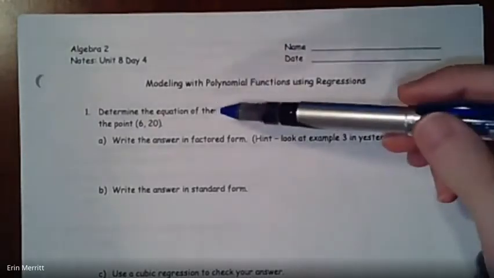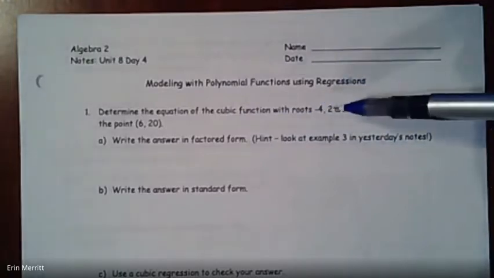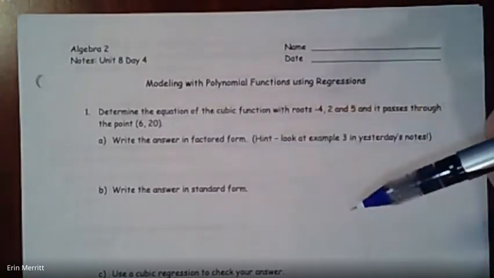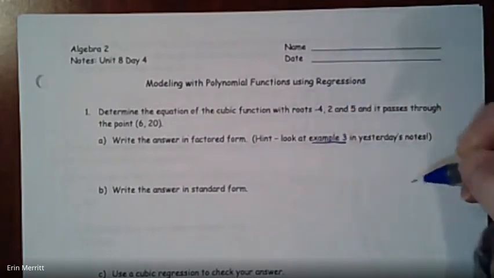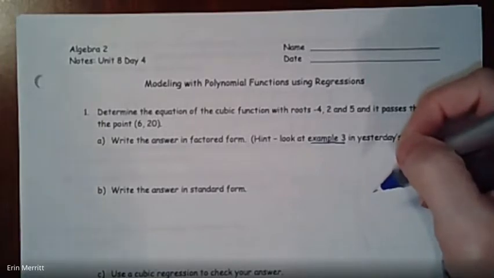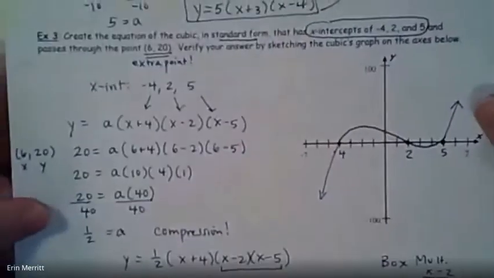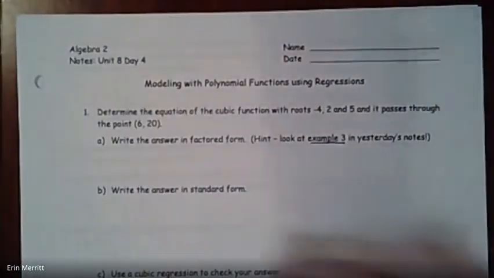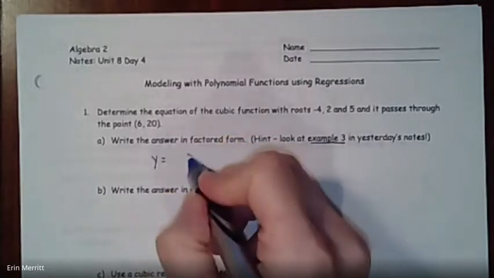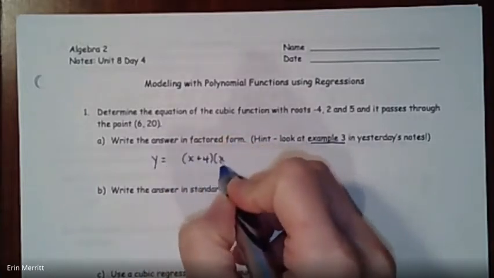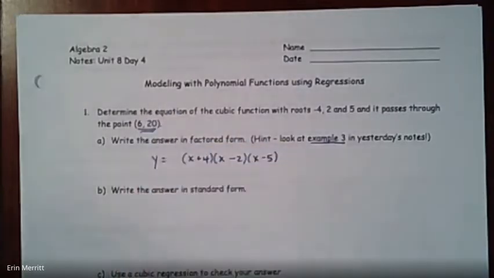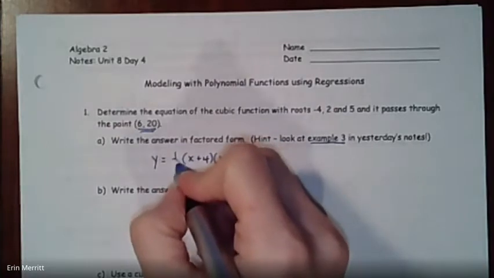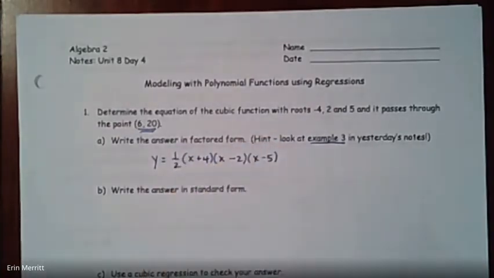First thing says determine the equation of the cubic function with roots -4, 2, and 5, and it passes through the point (6, 20). This is the same as example 3 from yesterday. So if you flip back in your notes, and I happen to have mine here, that is this guy right here. So the answer in factored form, well, the easy part would be the x plus 4 and the x minus 2 and the x minus 5. But then we had to use this last point to solve for a. So it came out to be 1/2. So that's the answer in factored form.